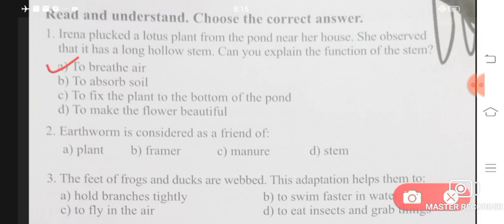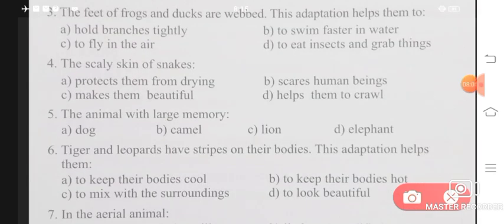Question 2. Earthworm is considered as a friend of farmer. Earthworm ko farmer ka friend mana jata hai. Question number 3. The feet of frogs and ducks are webbed. This adaptation helped them too. Ab webbed feet ka fayda hota hai. B. To swim faster in water.